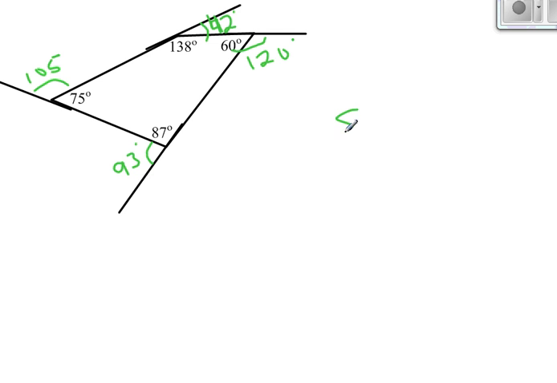So what's the sum of these angles? So 105 plus 42 plus 120 plus 93. What do you get when you type those into your calculator? I get 360.